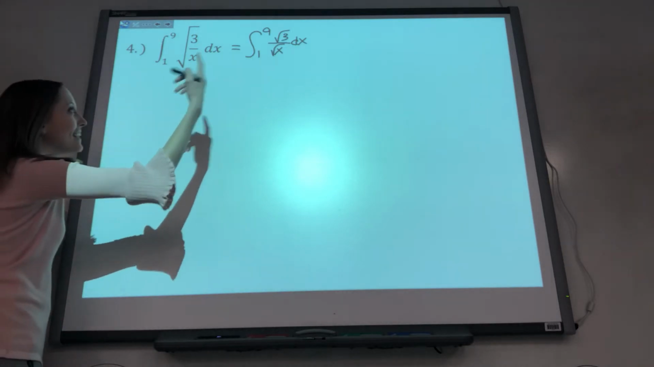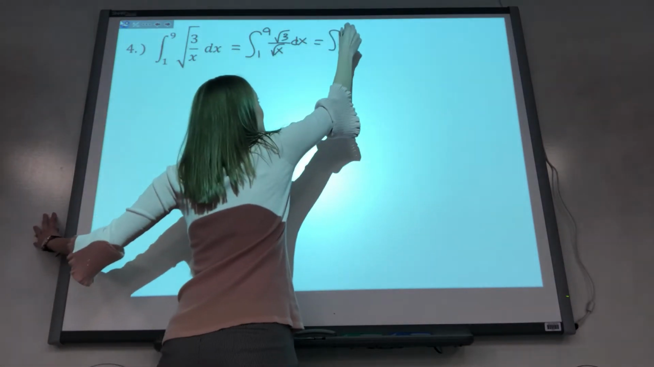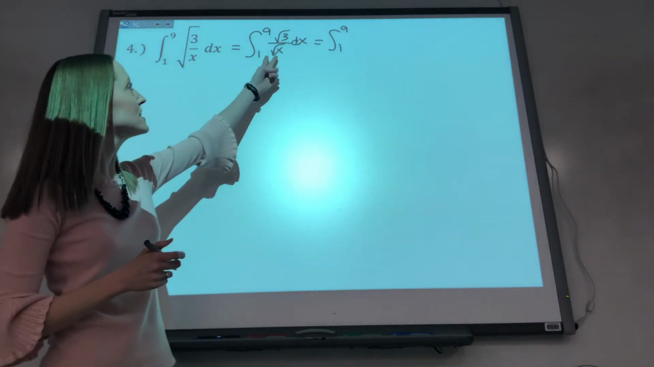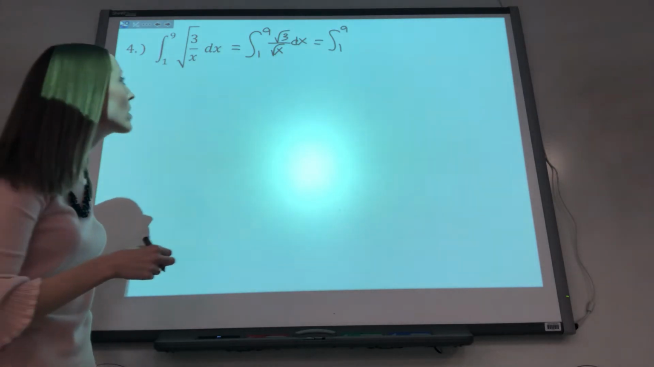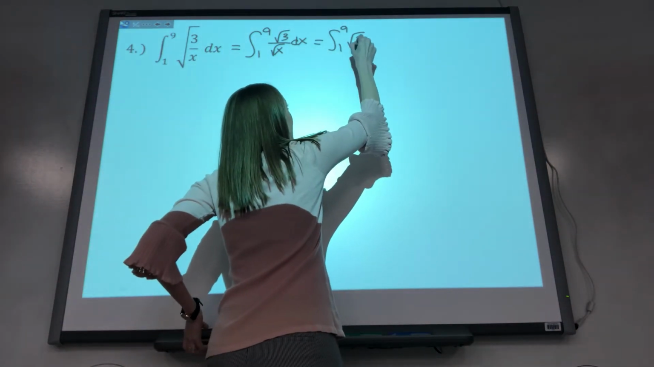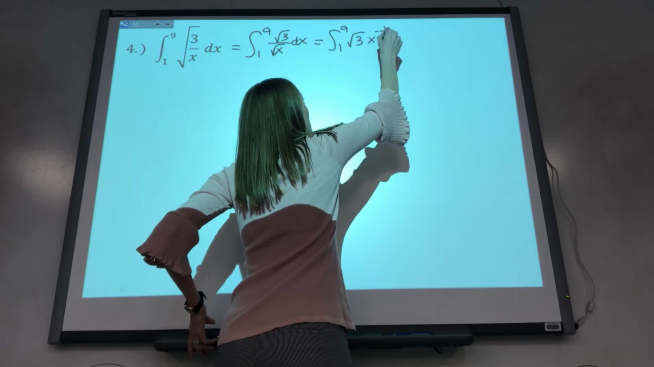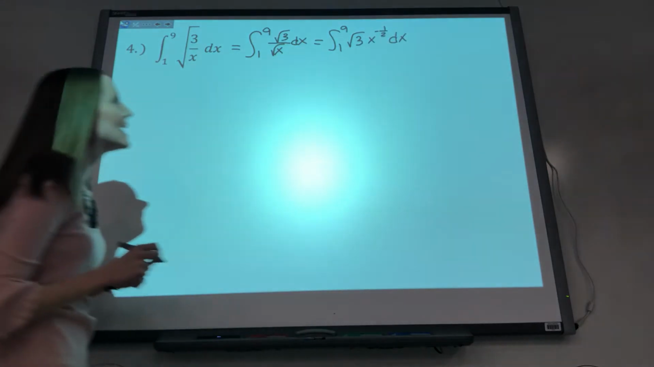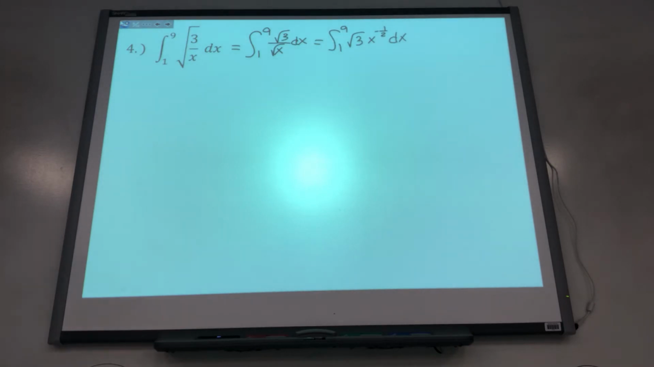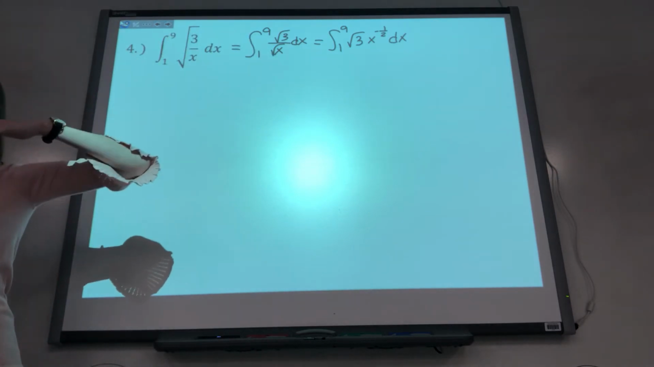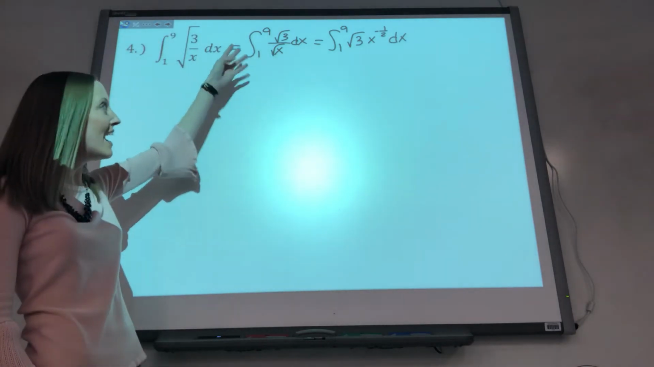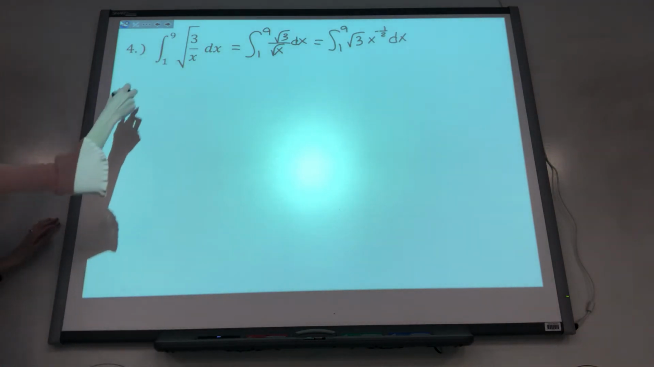Now, whenever I continue this, I'm not quite ready to integrate yet, but remember, square root of x is the same as x to the 1/2 power. So if I pull that up so it's not on the bottom of my fraction anymore, now I can write it as square root of 3 times x to the negative 1/2 power. Remember, we don't really have a quotient rule for integration, so anytime you have a quotient, you have to do something to simplify it.